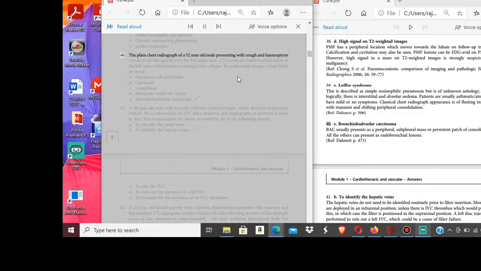40. The plain chest radiograph of a 52-year-old male presenting with cough and hemoptysis reveals a veil-like opacity over the left upper zone. CT reveals an endobronchial lesion in the left upper lobe bronchus causing lobar collapse. Bronchoscopic biopsy is least likely to reveal: A. Squamous cell carcinoma, B. Carcinoid, C. Lymphoma, D. Metastatic renal cell cancer, E. Bronchioloalveolar carcinoma.